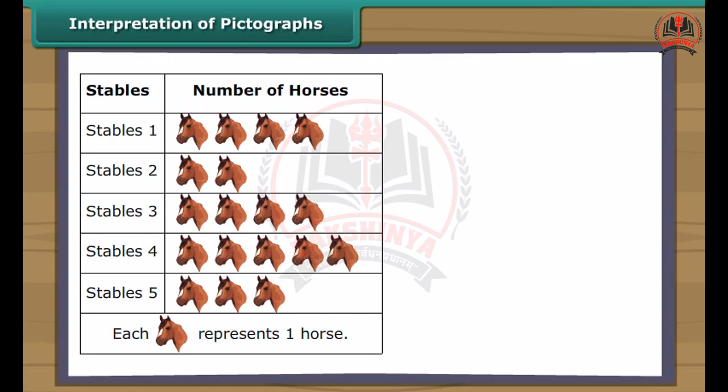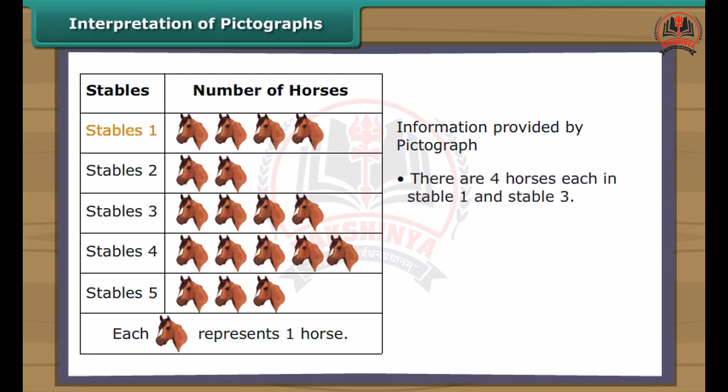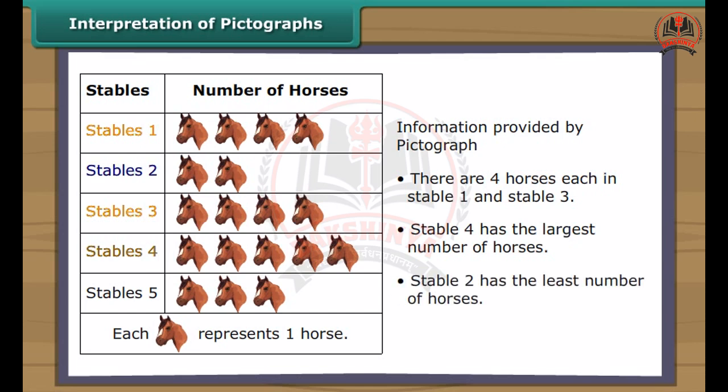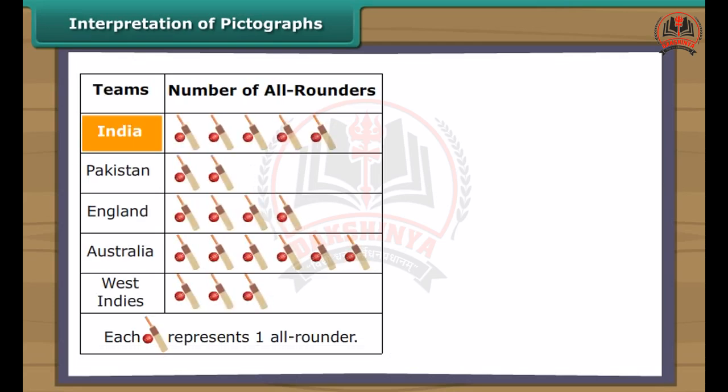Each picture of a horse represents one horse. It is clear from the pictograph that there are 4 horses each in stable 1 and stable 3. Stable 4 has the largest number of horses. Stable 2 has the least number of horses. Let us interpret one more pictograph.